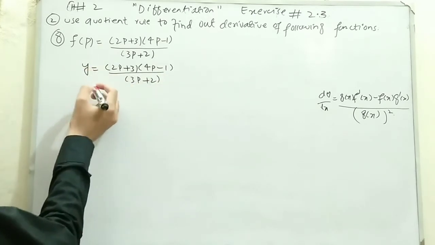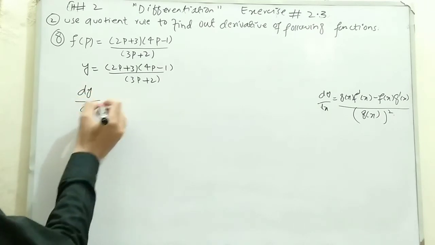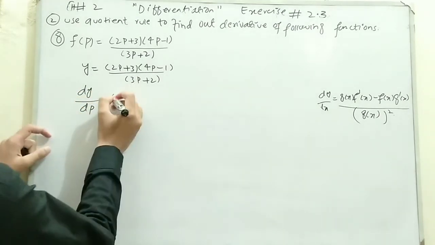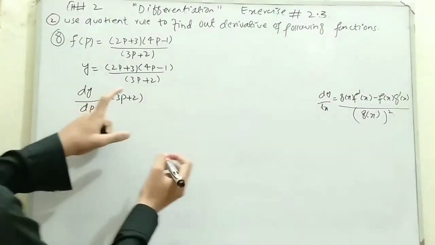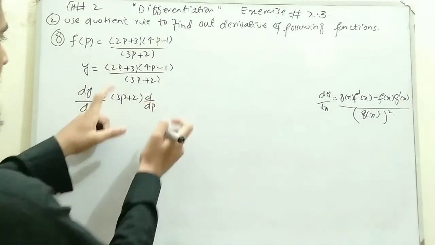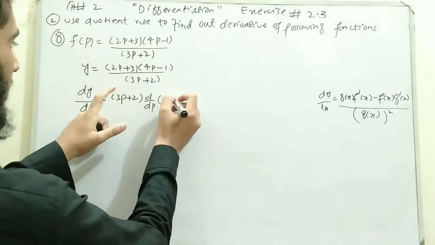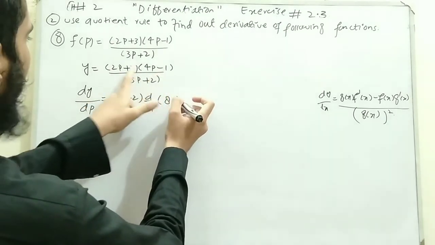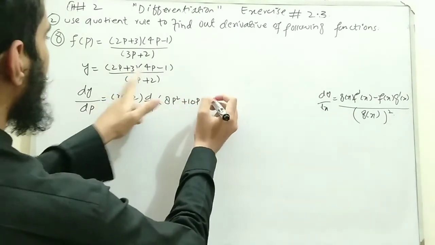So differentiate both sides with respect to p, so it becomes dy by dp will be equal to the second function 3p plus 2. Now using the formula over here, the derivative of this function, first we are going to multiply them with each other. So 2p multiply 4p, it will give us 8p square. 2p times minus 1 is minus 2p, and plus 12p, it will give us 10p, and plus 3 times minus 1 gives us minus 3.